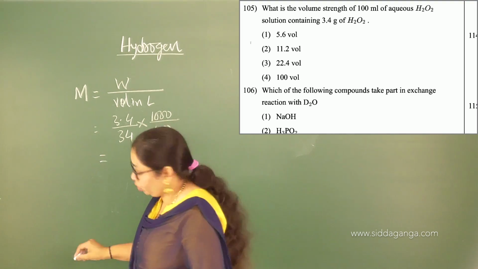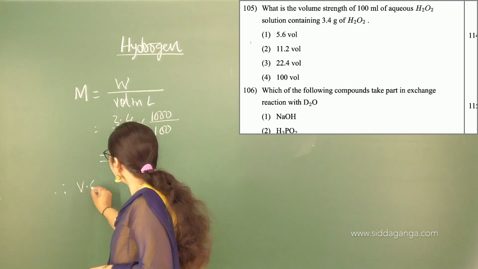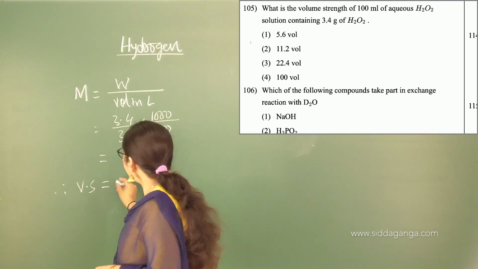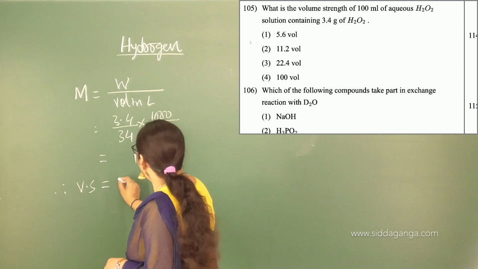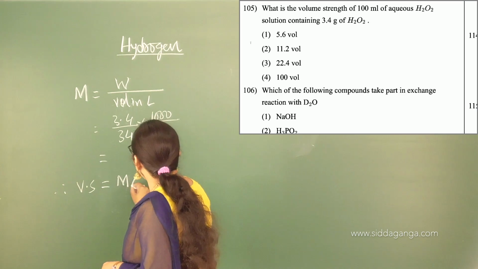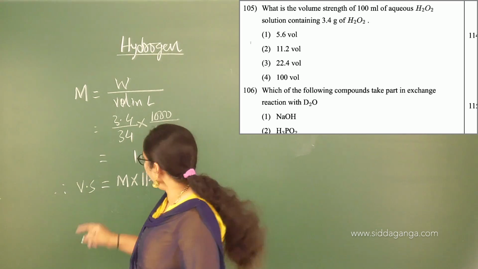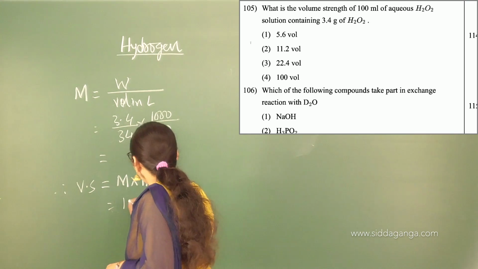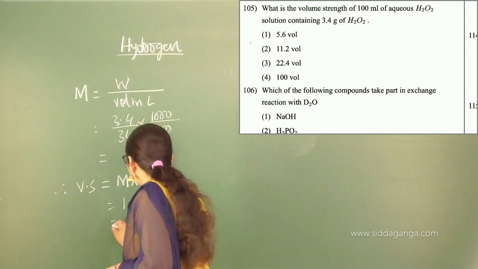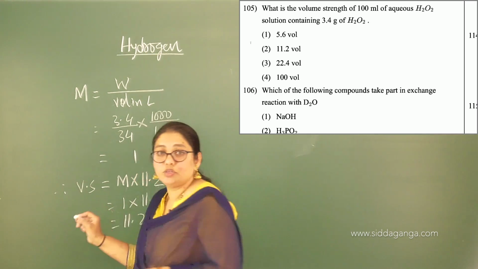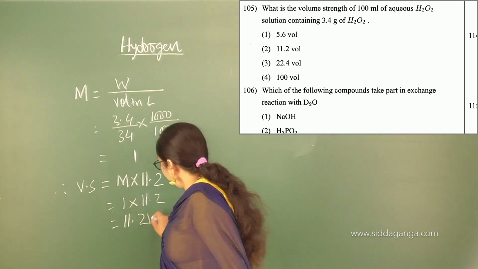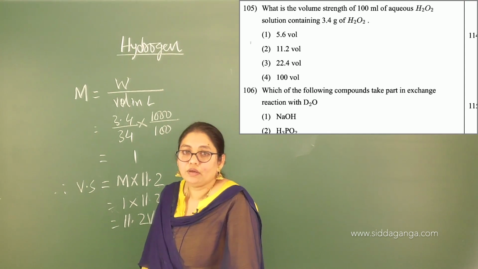And you know that volume strength is equal to molarity into 11.2. Molarity is 1, so the answer will be 11.2 volume, 11.2 V. That is option B.